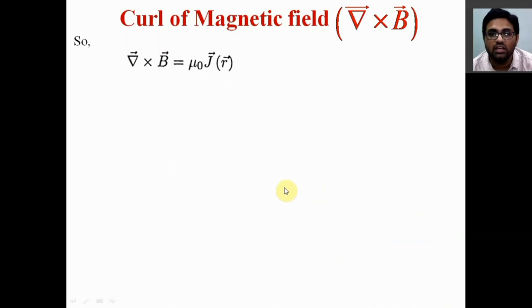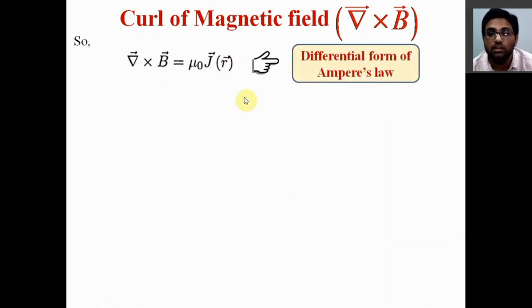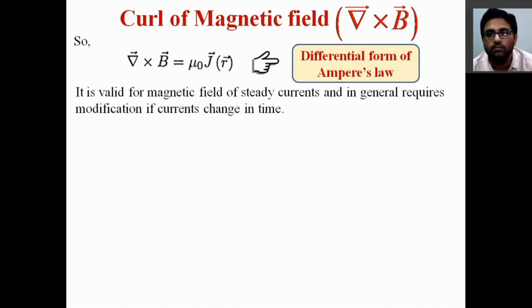So we get curl of magnetic field is mu 0 times the current density J, and this is called the differential form of Ampere's law. Now we have to remember this law is valid for magnetic field of steady currents, and in general it requires modification if current changes with time.